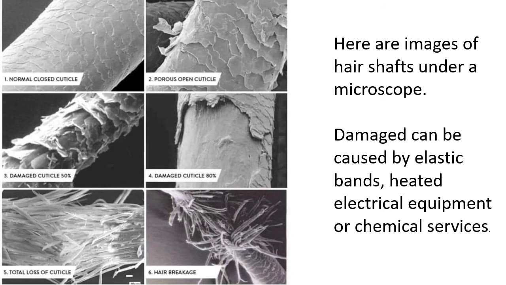Here we've got some images of the hair shaft under a microscope. So these are really blown up images. Damaged hair can be caused by elastic bands, heated electrical equipment, or chemical services. Looking at these 6 images, you can see how damaged the hair could possibly be.